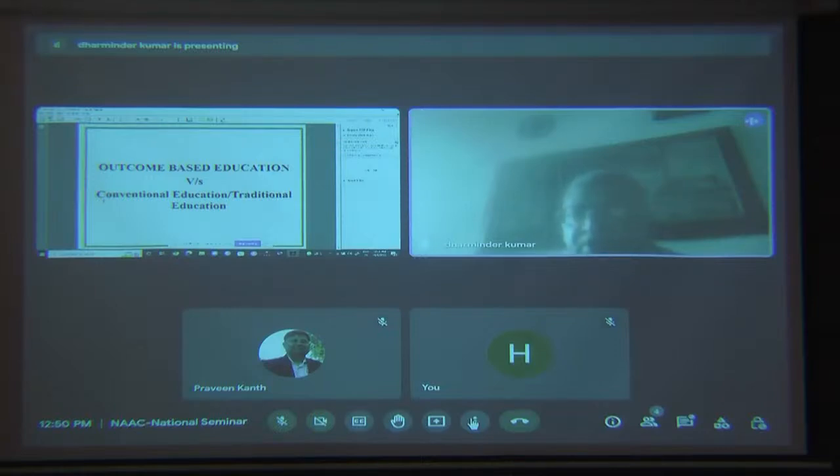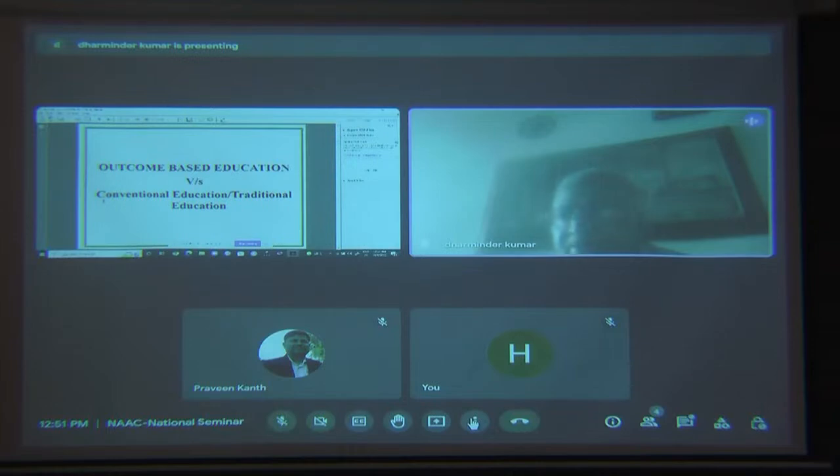So normally it is called the traditional education system, where we can't say that if a student has more than 90% marks, he will be able to express. A student who has more than 80 or 85% marks, we can't say firmly that he will be able to solve problems. So this was the lacuna in the traditional education system.